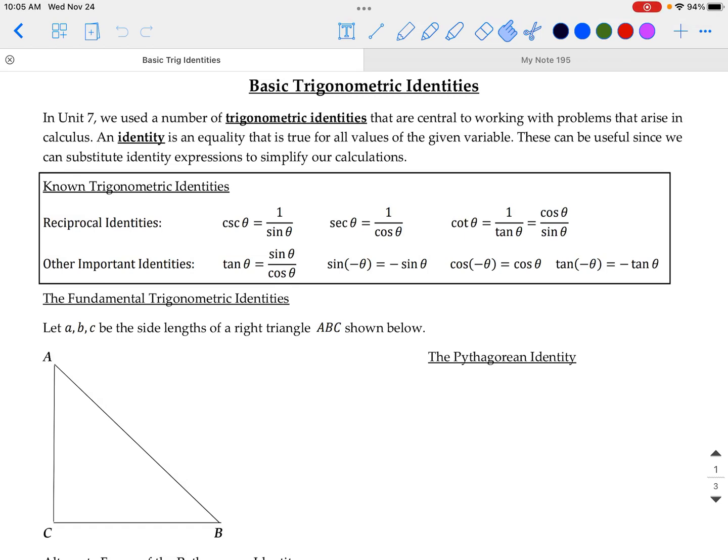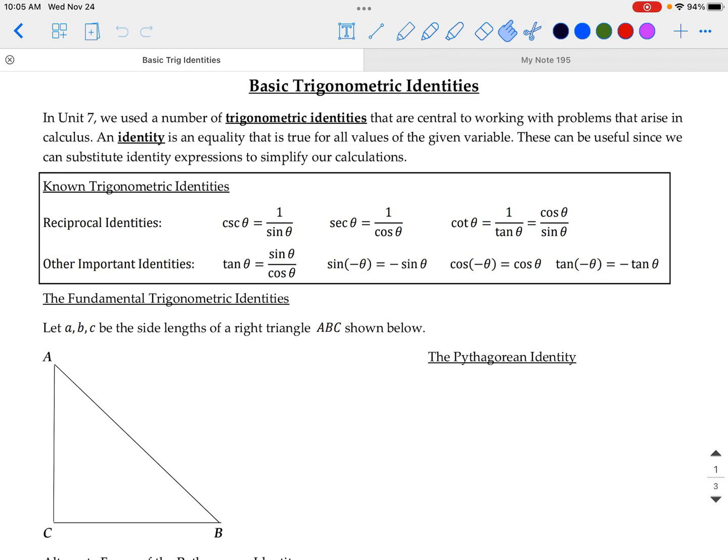Welcome back, everybody. So we're going to be starting our next unit, which is going to be an extension of Unit 7, where we looked at trigonometric functions. Now we're going to be looking at a number of trigonometric identities. So this is going to be kind of getting into the algebra of trigonometry.